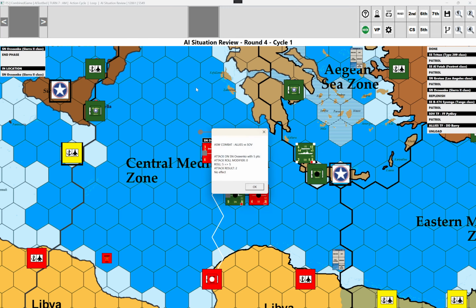So pretty cool. All right, Allies versus Soviets. Now the Triton looks like it attacked the Soviet sub and missed.